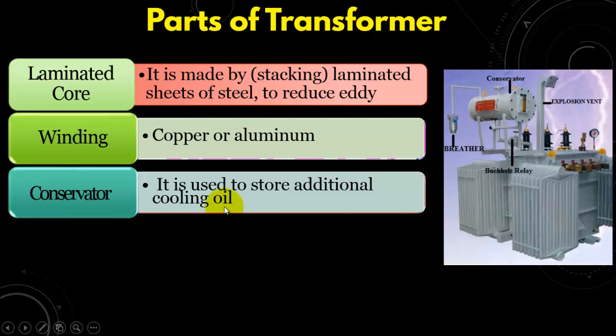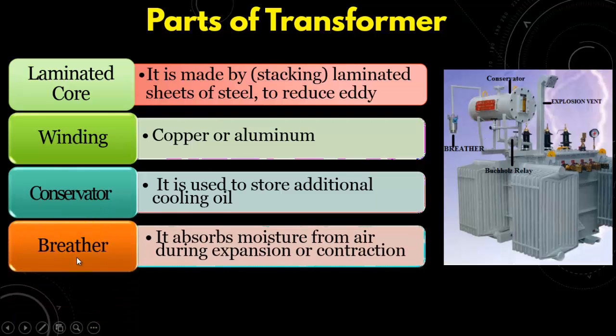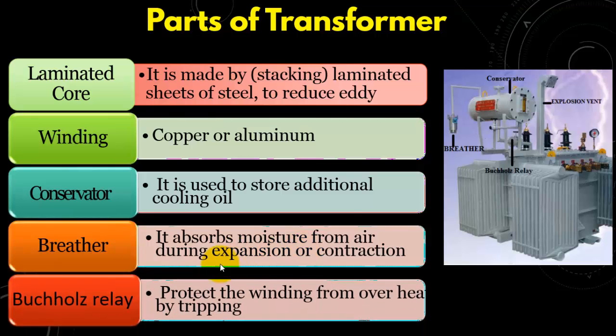Nowadays, in a completely sealed transformer, there is no conservator. Similarly, in the sealed transformer, there is no breather, but in the conventional transformers, the breather is used to absorb moisture from the air during expansion or contraction of the oil. Another part is the Buchholz relay, which is used to protect the winding from overheating by tripping at a certain preset temperature.